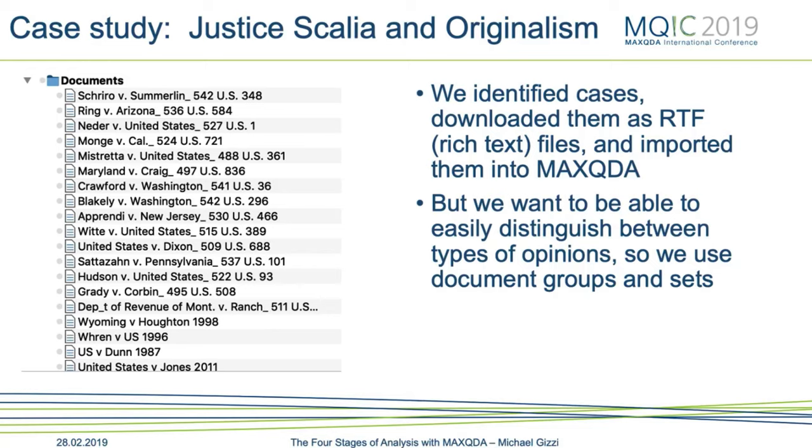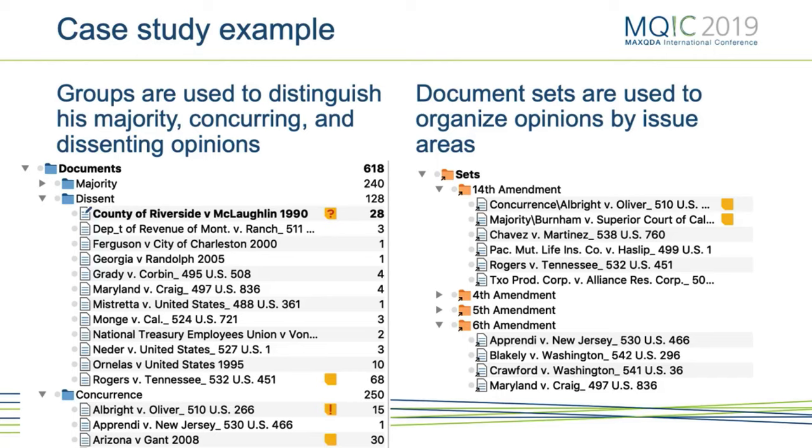But by itself, that document scheme there isn't particularly helpful because I don't know what the difference is between any of these cases. What are they about? So we sat down together and we said, all right, let's use document groups. Our workflow is that there are three types of opinions: the opinion of the court, a majority opinion, a concurring opinion, a dissenting opinion. Those are the only three. Everything fits in one of those. So we divided them into there.